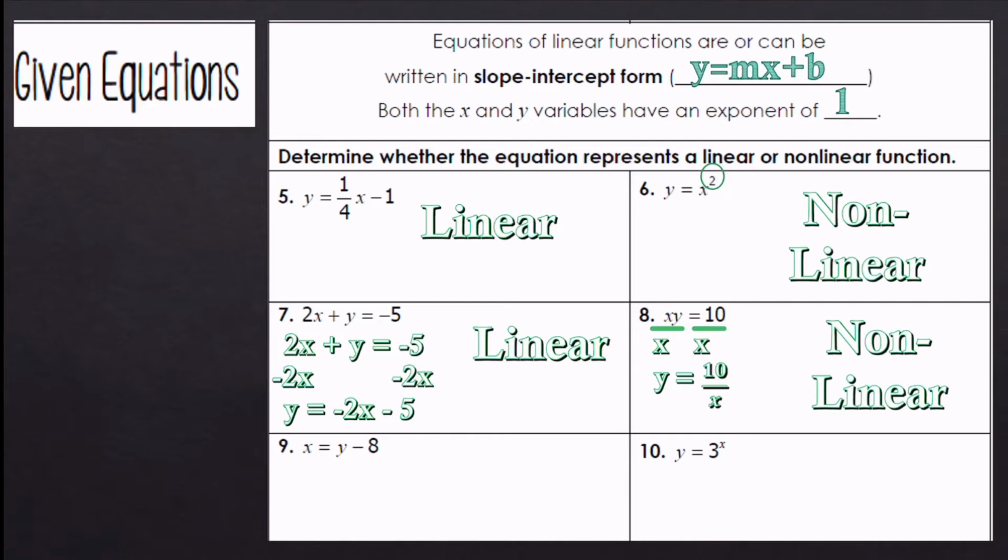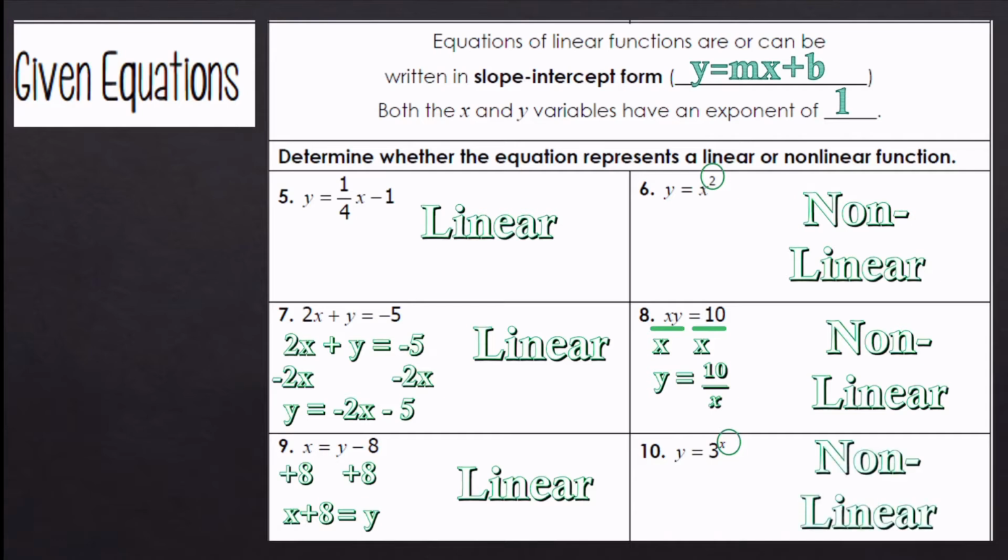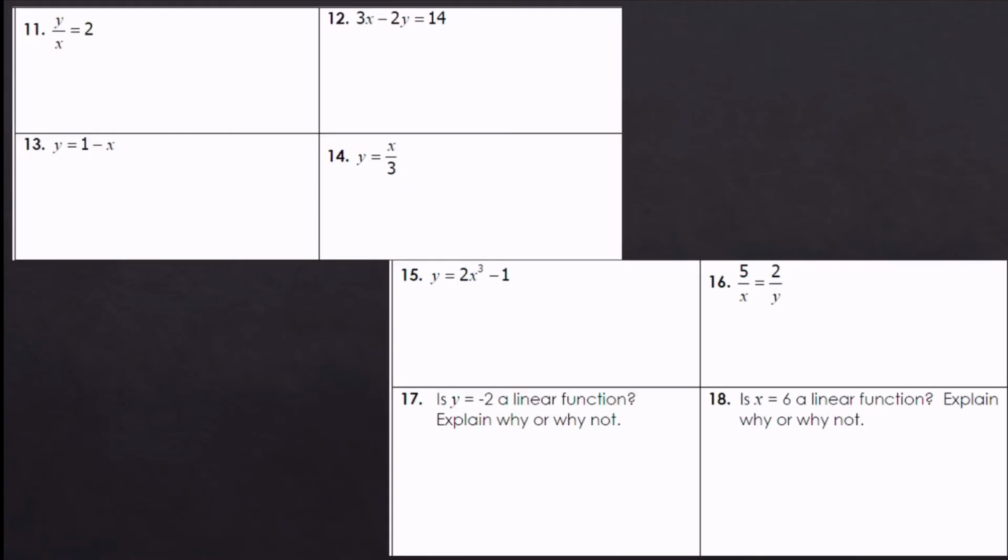Let's go look at number 9. This one's easy because I can add 8 to both sides to get x plus 8 equals y, meaning y is by itself. Both x and y have an exponent of 1, so it is linear. Now, when we come to number 10, take a look at this. X is our actual exponent. That changes things. That's different. So this one is non-linear. I would write in here, x cannot be an exponent. That's a different graph. It's not a linear graph.